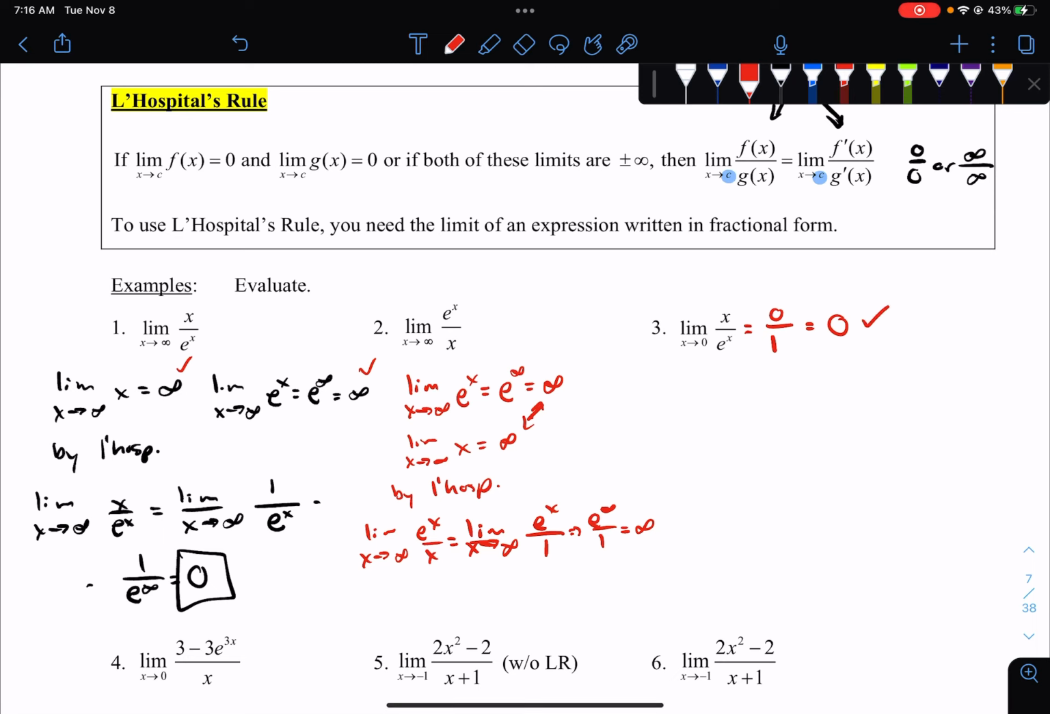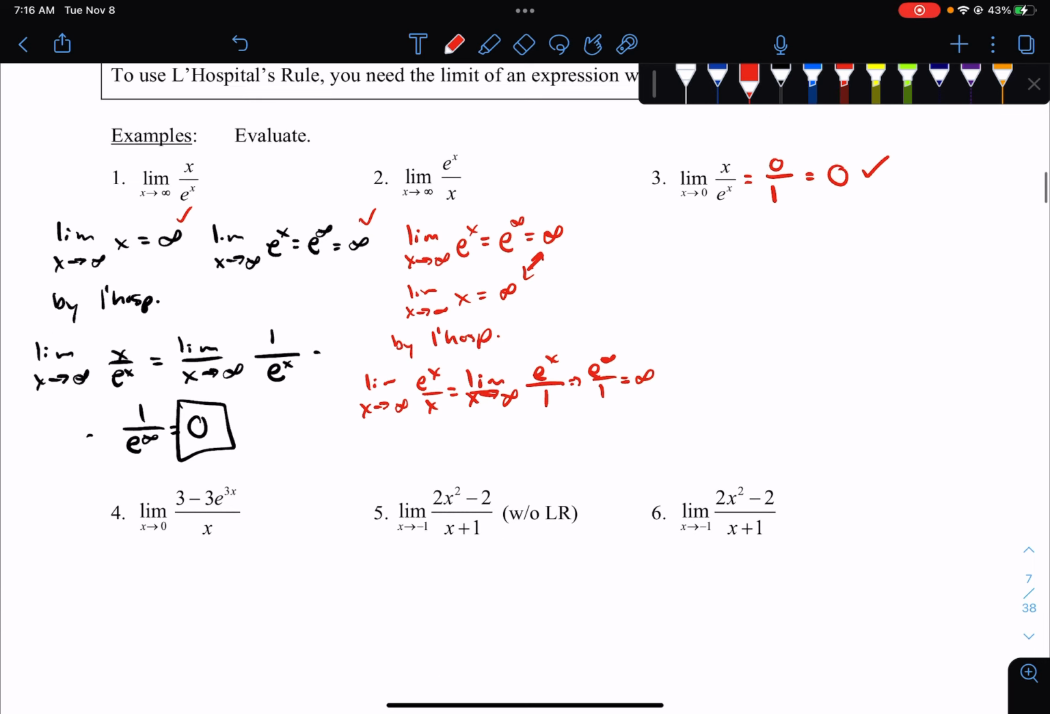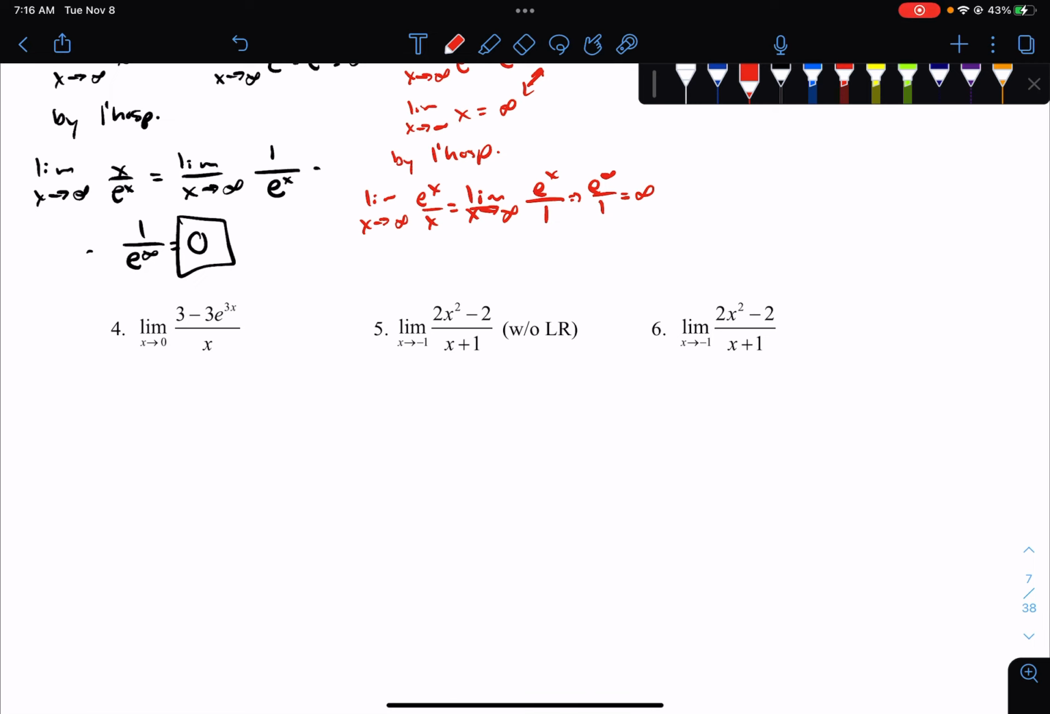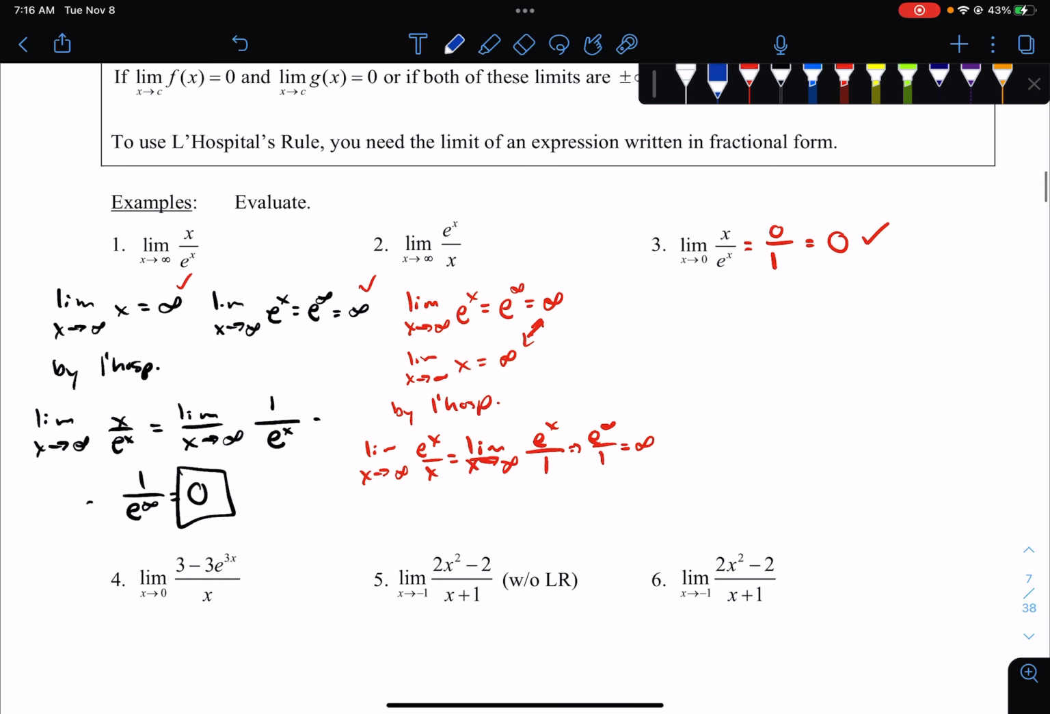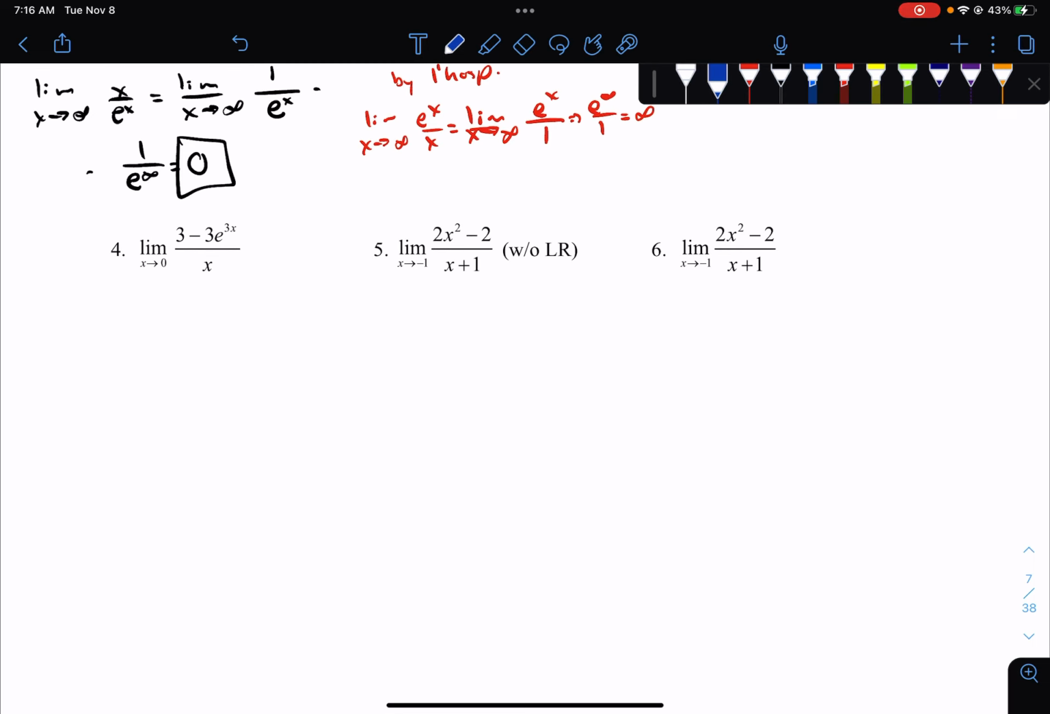So I don't use L'Hopital on that one because the bottom doesn't go to 0, and because I have an answer. Why would I take a derivative and more limits when I already have the answer to the equation? So let's look at some more interesting examples. Okay, those are very, very plain, simple. Let's look at some actual meaty questions here.